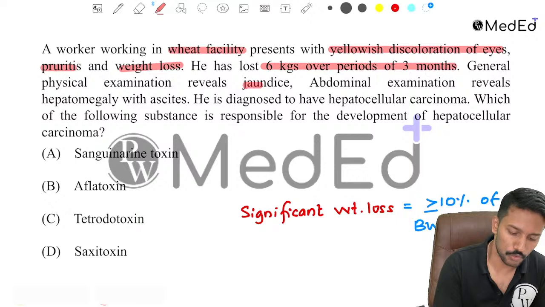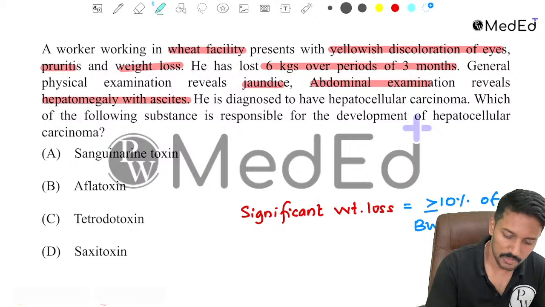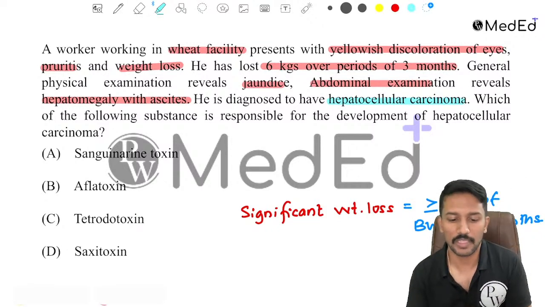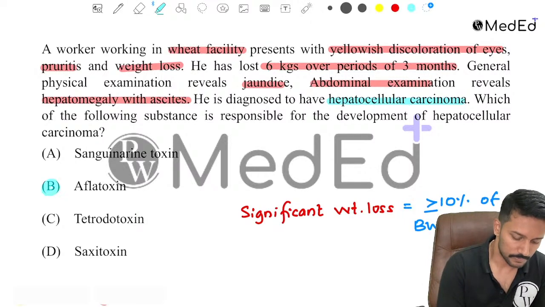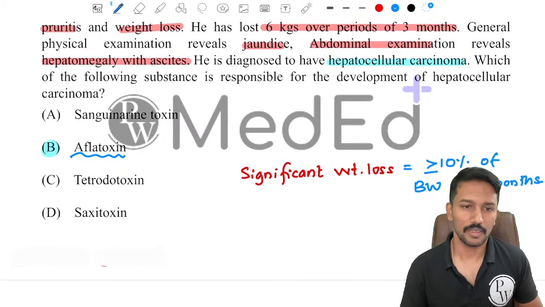General physical examination showed jaundice and abdominal examination revealed hepatomegaly with ascites. Based on investigation, he has been diagnosed with a case of hepatocellular carcinoma. So which toxin is associated with hepatocellular carcinoma? Right, we all know it is aflatoxin. Aflatoxin is associated with the risk of hepatocellular carcinoma, and that's why option B would be the answer.